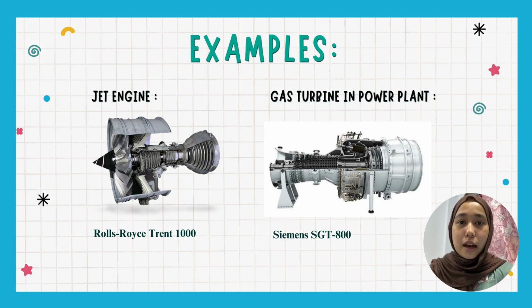And lastly, these are examples of the jet engine and gas turbine in power plants, where the example of the jet engine is the Rolls-Royce Trent 1000 and the example of the gas turbine in power plants is the Siemens SGT 800.